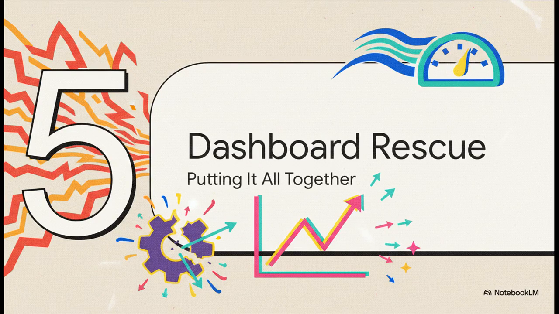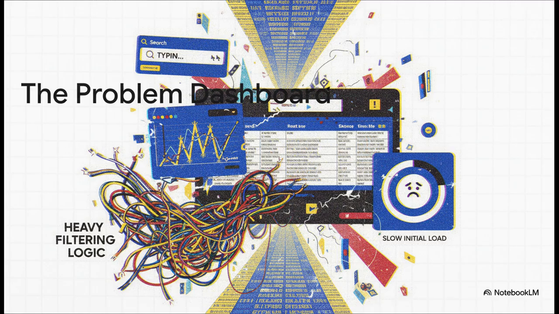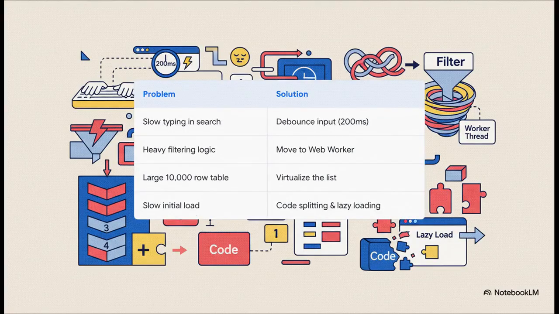All right, enough theory. Let's see how all of these techniques come together to rescue a real-world app from a performance disaster. This is the fun part, where we take our new toolkit and apply it to a slow, frustrating dashboard and see what happens. Okay, so here's our patient. A dashboard with a massive 10,000-row table, some really slow filtering logic, and a bunch of charts. The symptoms? Typing in the search bar felt like you were typing in slow motion, and the first time you loaded the page, it took forever. It was basically unusable.